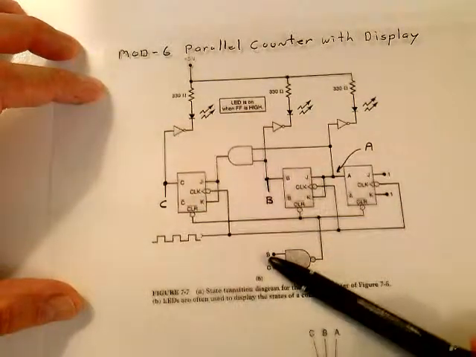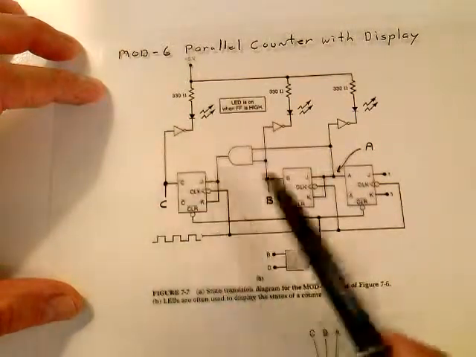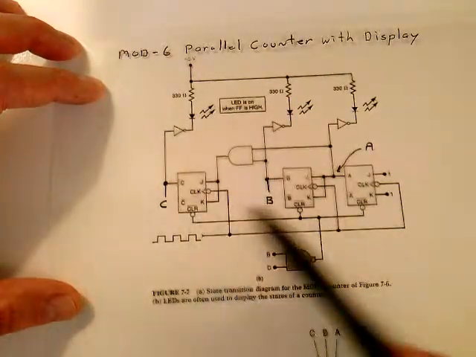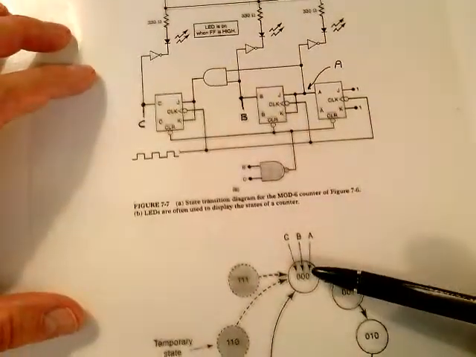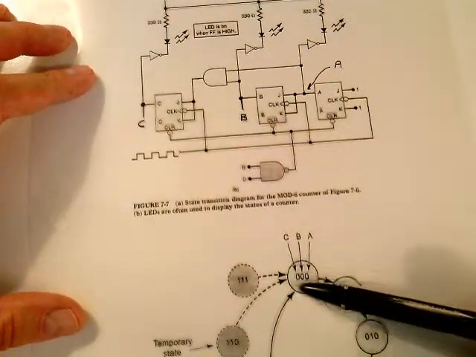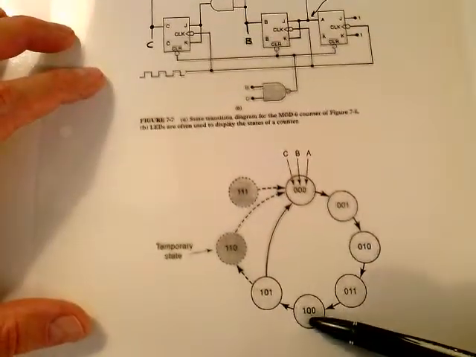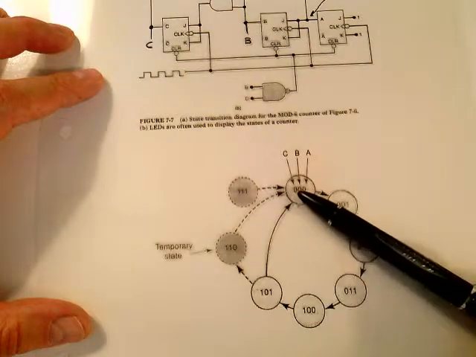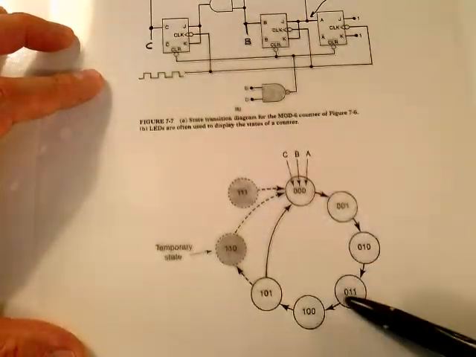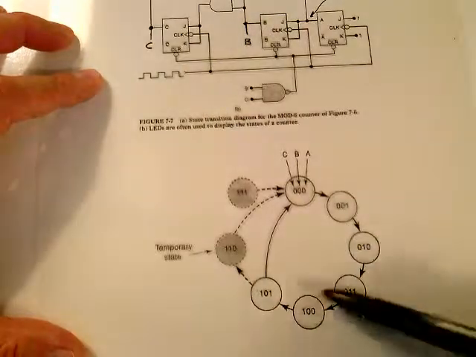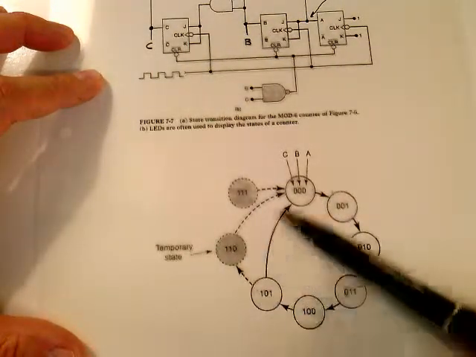But when you get to 6, when C and B are both 1s, that's decoded, and it clears every one of these. So the state transition diagram here is 0, 1, 2, 3, 4, 5, and 5 takes you back to 0. Every circle represents a state, and every arrow represents a clock. And here's your mod 6 counter.